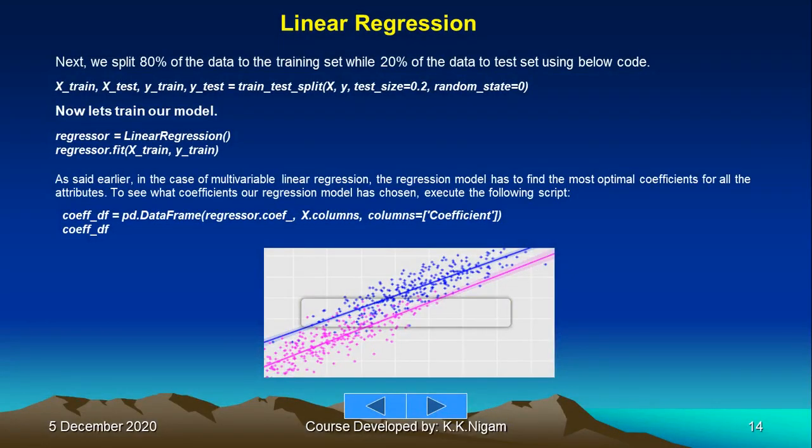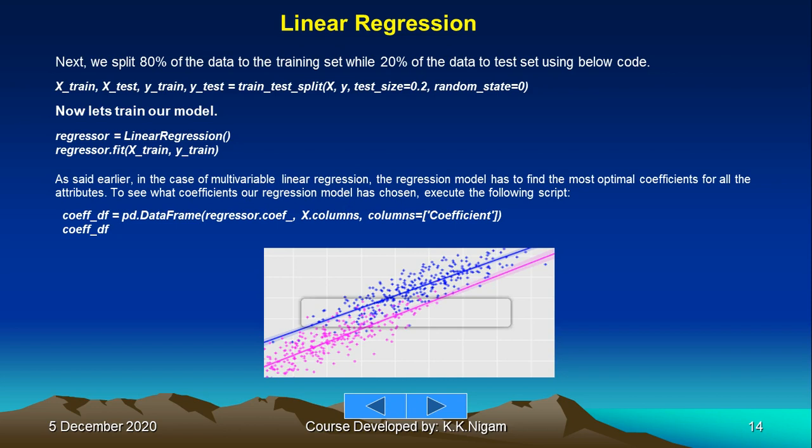Next we split the data, 80% for training and 20% for testing, using the code written here. X_train, X_test, y_train, y_test equals train_test_split, and then test_size equals 0.2. 0.2 means 20% is kept for testing, and random_state is 0. Random state means the number of iterations.